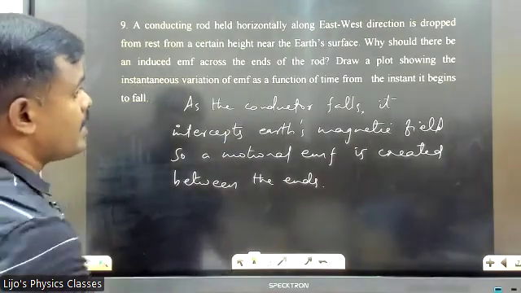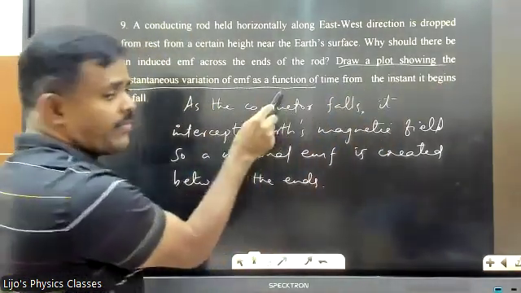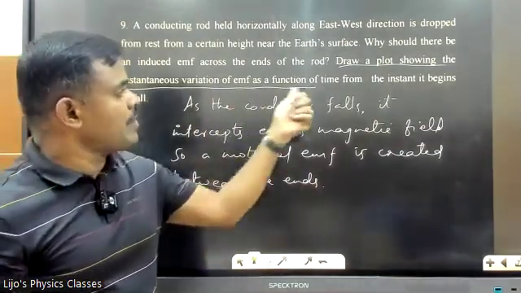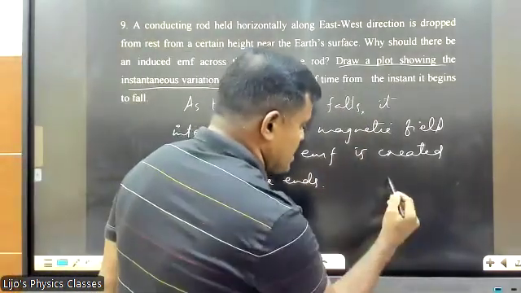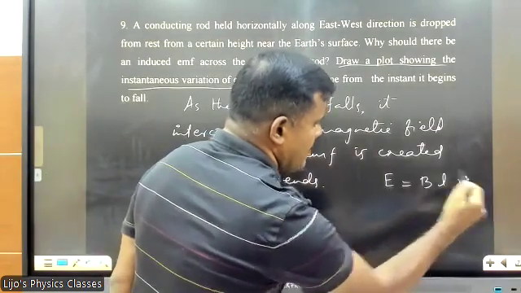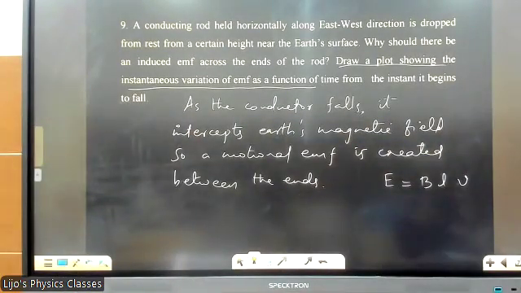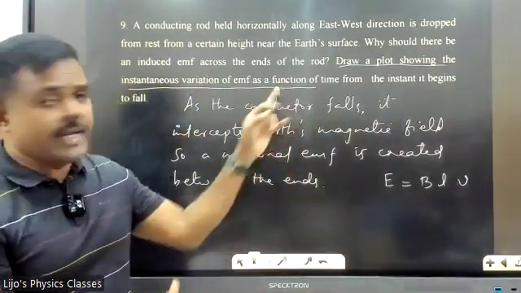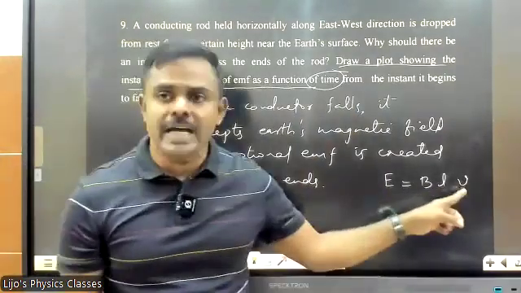Let us read the second part. Draw a plot showing the instantaneous variation of EMF as a function of time. This was asked last year, BPS half yearly. What is the equation for EMF? BLV. EMF is given by BLV. They are asking you to write the instantaneous variation as a function of time, so I should introduce time in this.